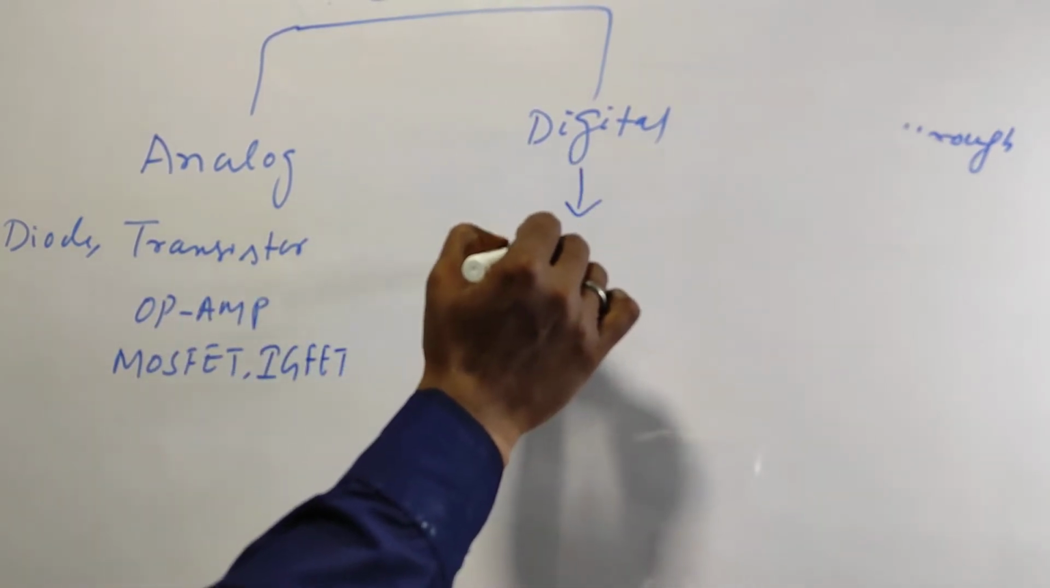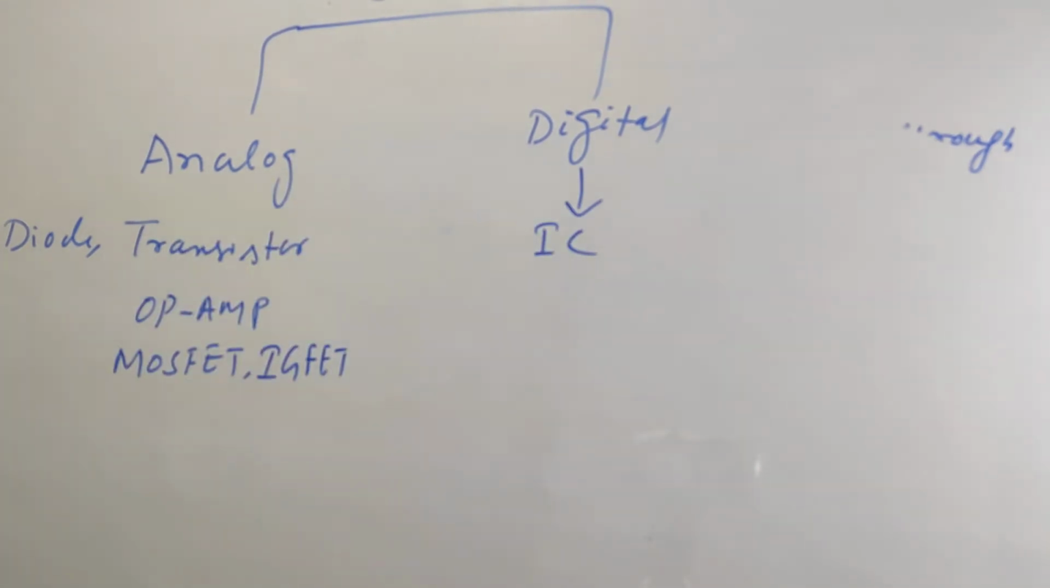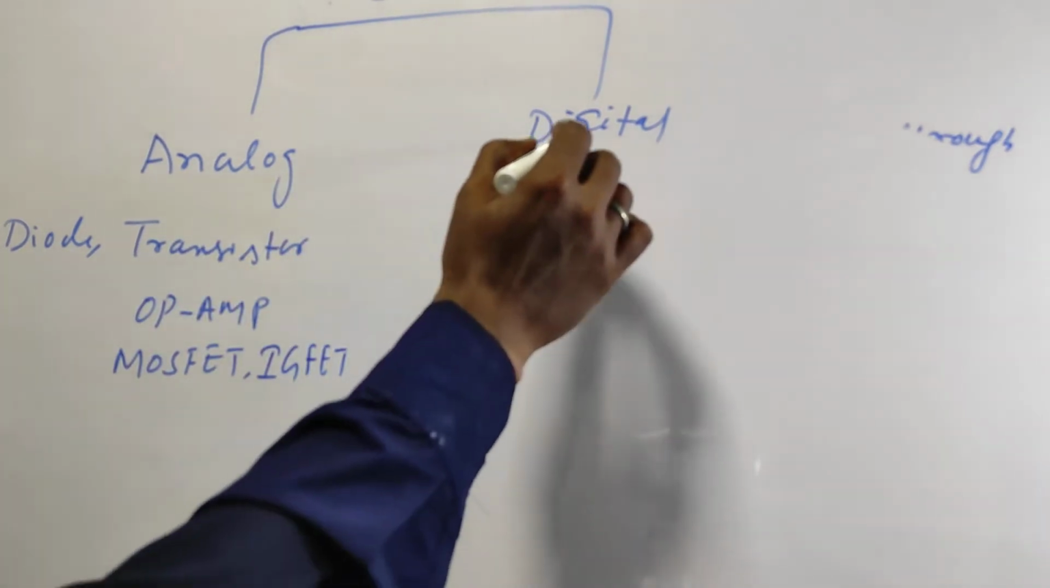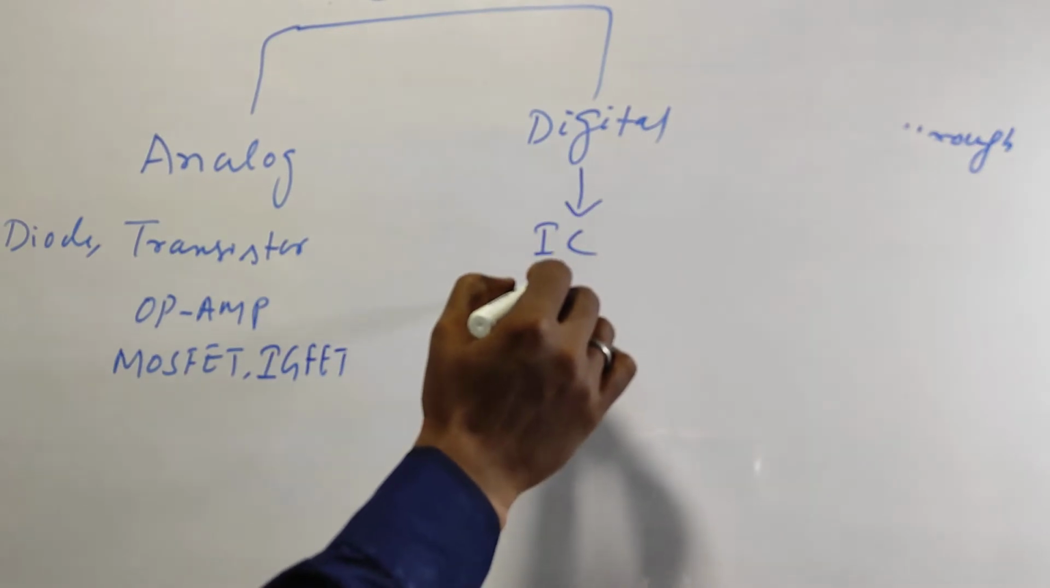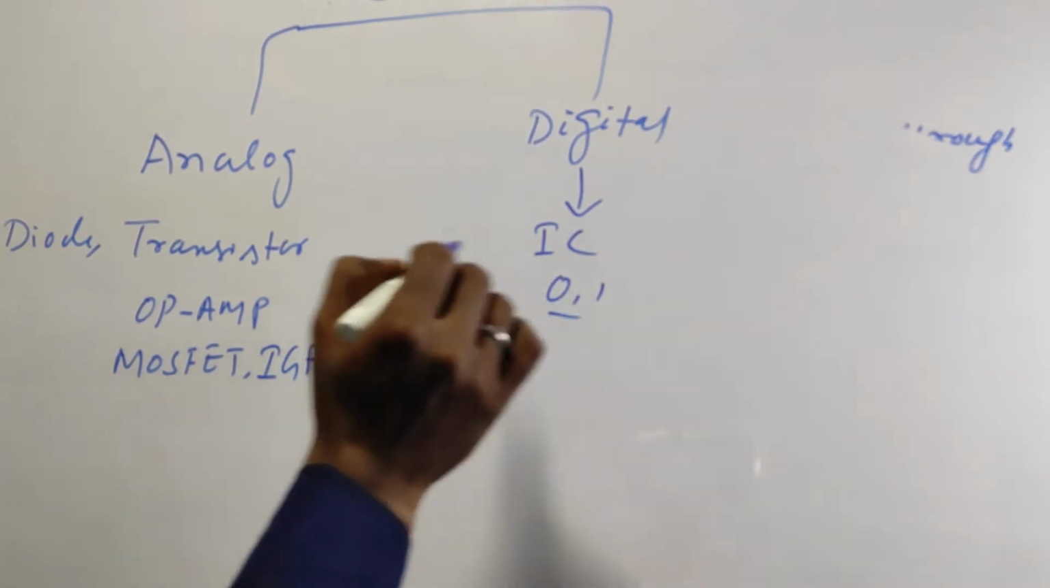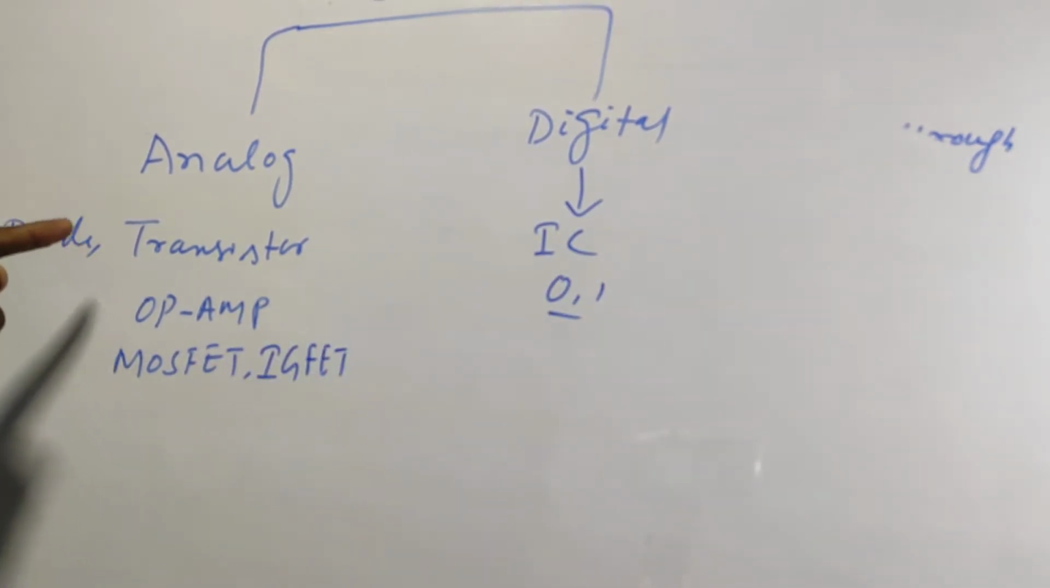In digital, we generally use an IC, an integrated circuit. Digit means we have to work with either 0 or 1. In analog, I use a switching circuit for amplification, but in the case of digital, I use on and off.